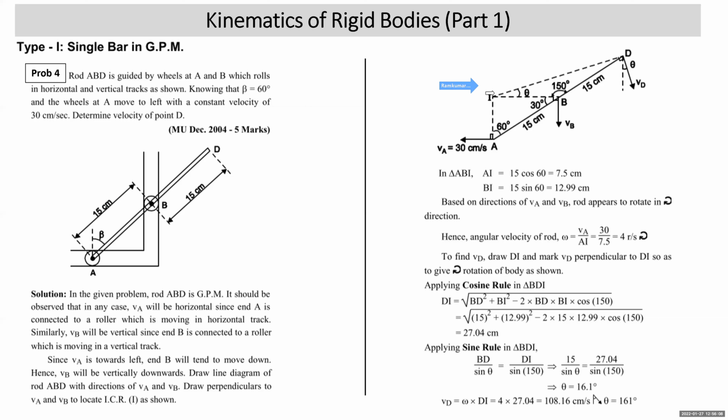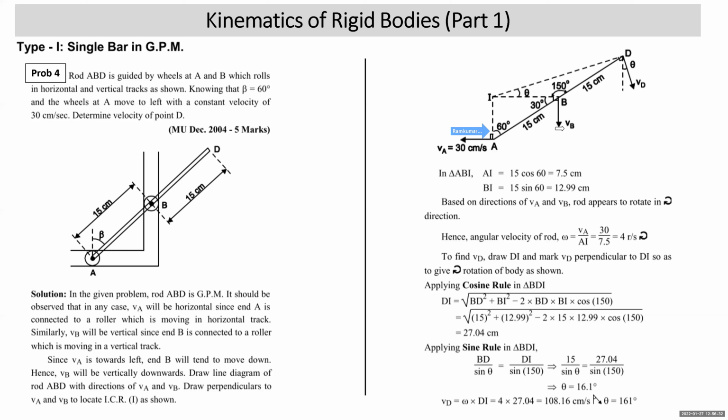This 60 is given. So AI is going to be adjacent, 15 cos 60. BI is going to be opposite, 15 sin 60. Got AI. Now keep your pen or pencil at I. Look at VA. This rod appears to rotate in clockwise direction. So angular velocity of the rod, say omega, will be equal to VA upon AI. Omega is VA upon AI; VA is 30, AI is 7.5. We got 4 radian per second clockwise.